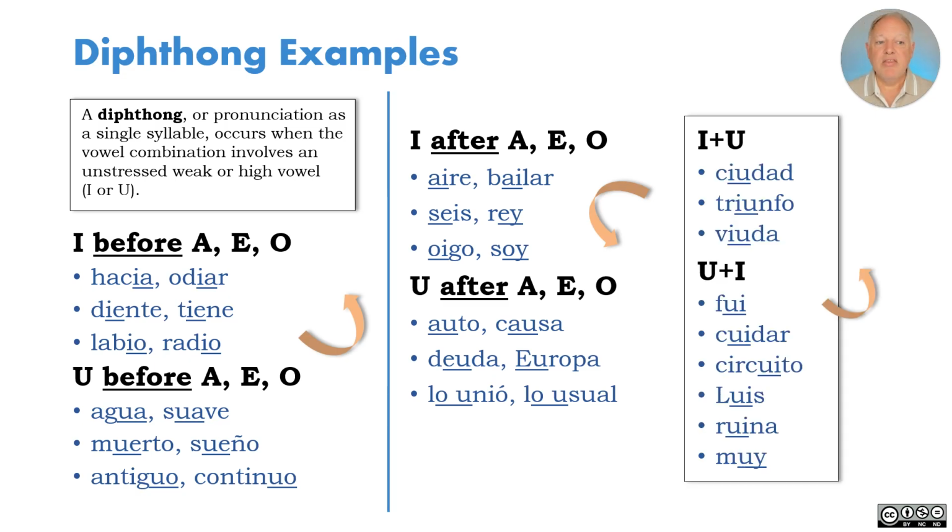And then finally, sometimes the two weak vowels appear together with neither one of them being stressed. These tend to be pronounced as rising diphthongs, so ciudad, triunfo, viuda, fui, cuidar, circuito, Luis, ruina, ruina, and muy. For me, the last one, the way I pronounce it in my dialect, is more of a falling diphthong. In other words, the u has slightly more emphasis than the i. Muy, muy.